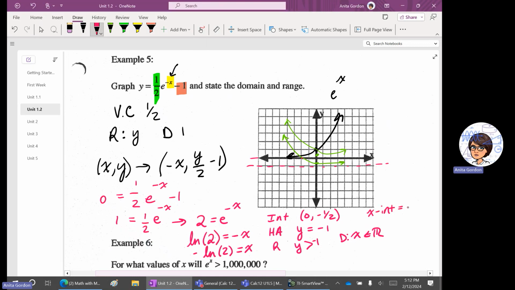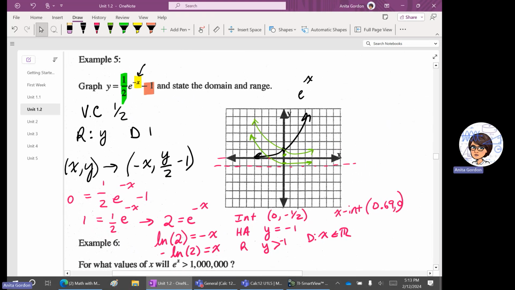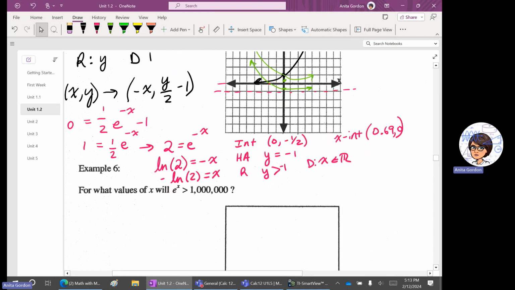So we have an x-intercept at negative 0.69. Can write it as a coordinate. There we go. Okay, so we can use logs and we can use exponentials to essentially solve equations backwards and forwards.